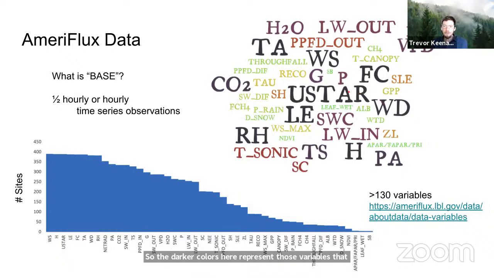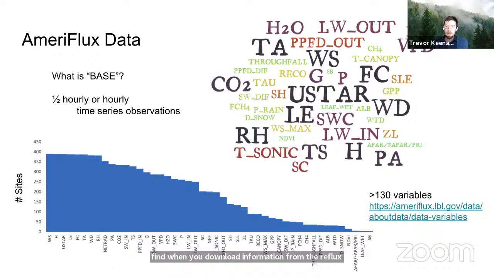And you'll see that most of them are either carbon, so that's the FC, or meteorological variables, such as wind speed, air temperature, relative humidity. LE is the water flux, latent energy, also temperature of the soil, and sensible heat, pressure. So these are the variables that you will most commonly find when you download information from AmeriFlux, from this base time series.